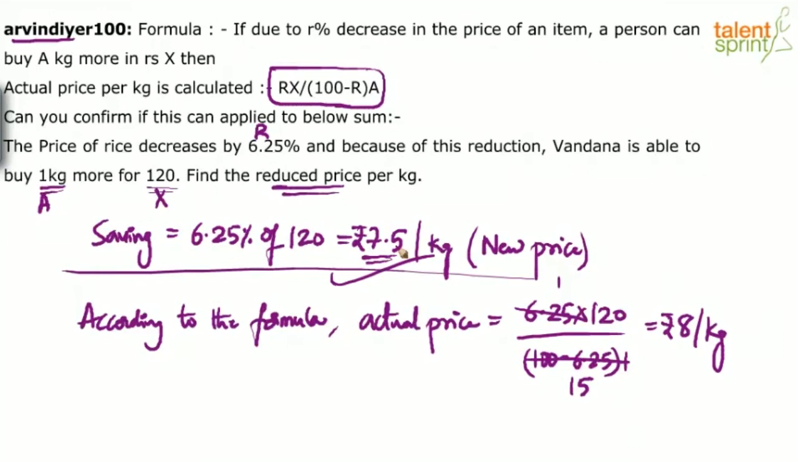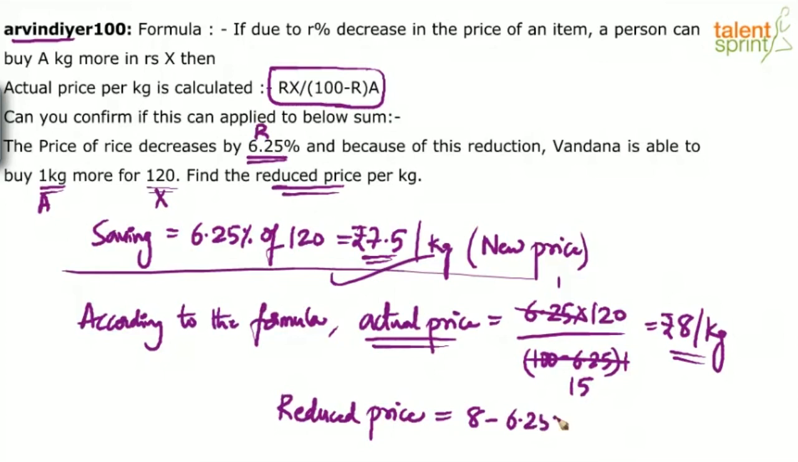See, the point, Arvind, is the value that we have got using the formula is 8 rupees per kg, which is the actual price. In the question, he says find the reduced price. If the actual price is 8 rupees per kg, what will be the reduced price? The question clearly said that the price reduces by 6.25%. So the reduced price will be 8 rupees minus 6.25% of 8 rupees. And 6.25% of 8 rupees is 1/16th of 8 rupees, which is half a rupee. So 8 rupees minus half a rupee is 7.5 rupees. So your answer will be 7.5.